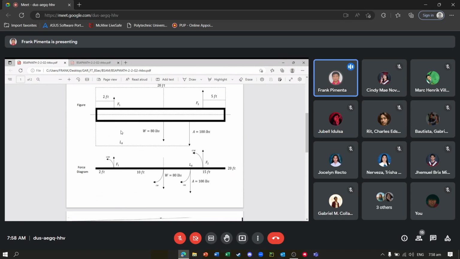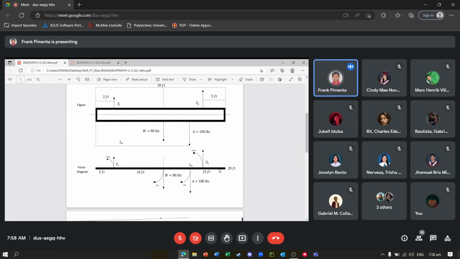Again, choose the axis of rotation at any point here where a force is located. My suggestion here is you may choose point F1 or you may choose point F2. Sir, iba pa po ba yun sa force diagram namin? Okay naman yung force diagram.